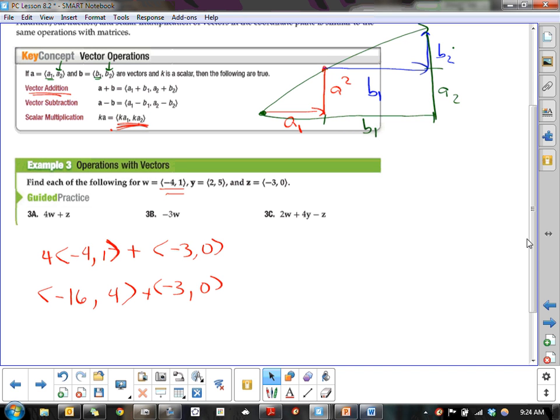And what do we do when we add 2 vectors? Add your x components, so that's going to be negative 19 comma 4. The arithmetic, the algebra on this is relatively simple as long as you get the concept behind it. How are you adding vectors? We're adding the 2 x's and adding the 2 y's.